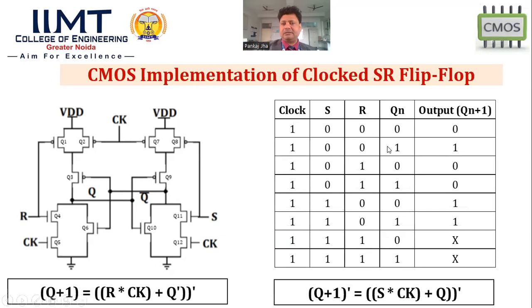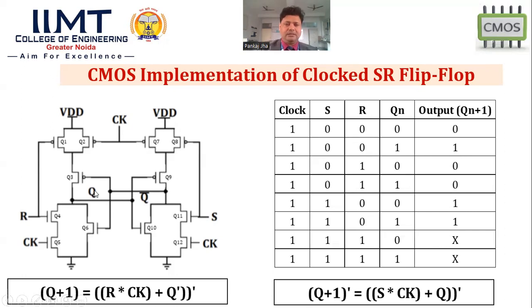Let's start with the first combination, that is S equals 0, R equals 0, and Qn equals 0. If Qn equals 0, this Q bar will produce high output. If Q bar is high, this Q6, which is NMOS, will be in saturation mode, and if it is in saturation mode, it will be grounded. So whatever value we are receiving at Q will be grounded. That means Q will always be 0.